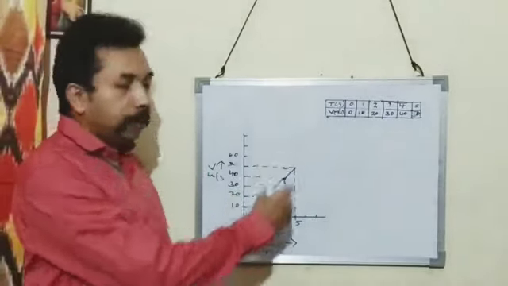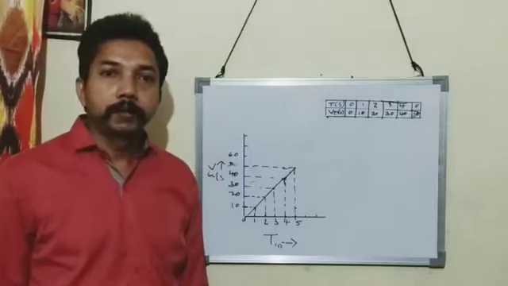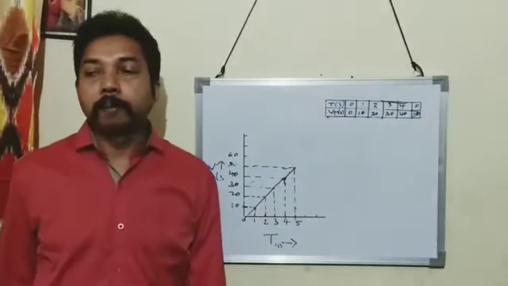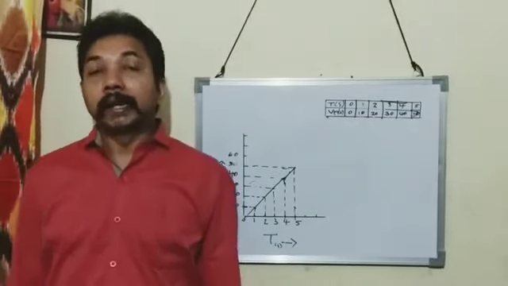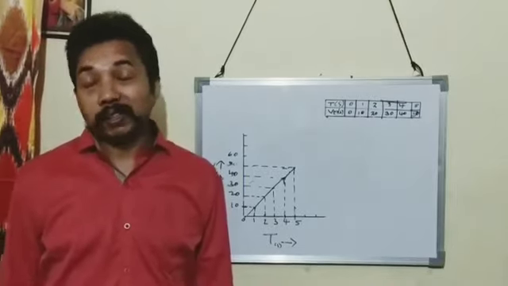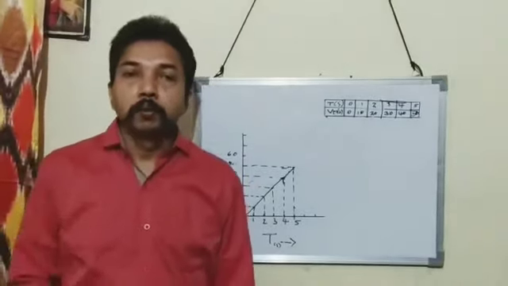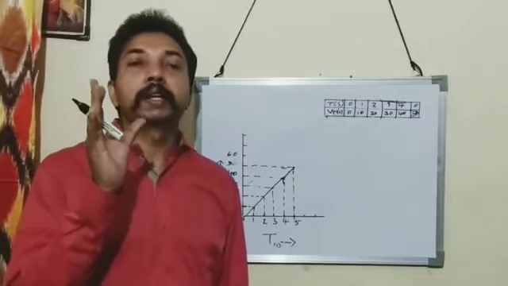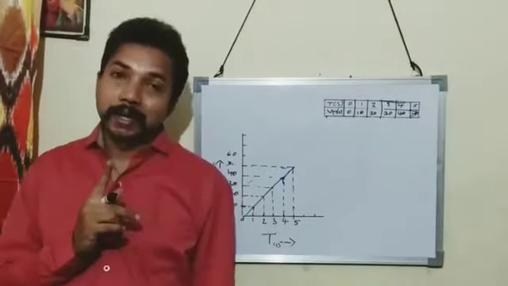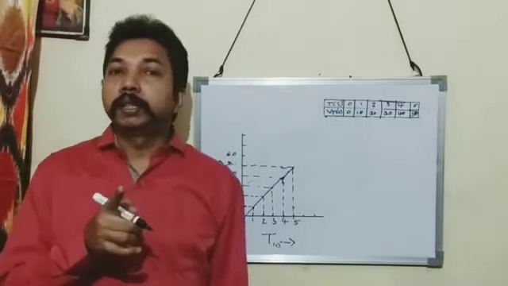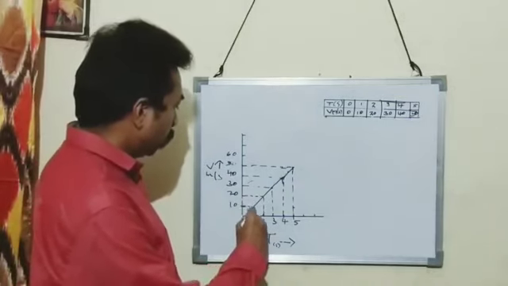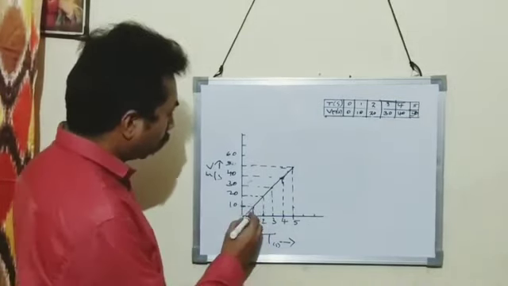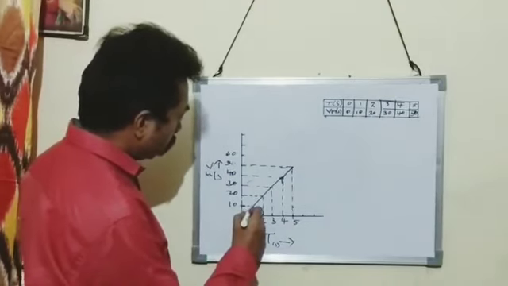So this graph is a straight line. The graph is a straight line inclined to the time axis. And from this graph we can calculate the displacement. We can calculate the displacement by finding the area between the graph and the x-axis. So what is the displacement in 1 second? In order to find the displacement in 1 second, we have to find the area of this triangle.